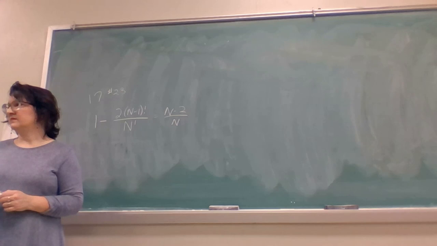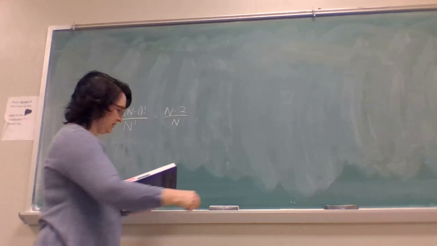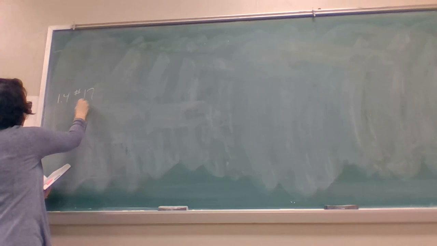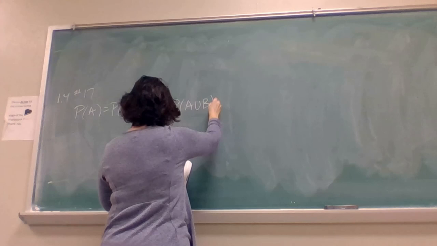One of the questions I had was 1.4, number 17. Could you go over that one? Because it's a theoretical question, and sometimes I have difficulty thinking about theorems. 1.4, 17? Yeah. Okay. In a sample space, events A and B have probabilities: probability of A, probability of B is 1/2, probability of A union B is equal to 2/3.